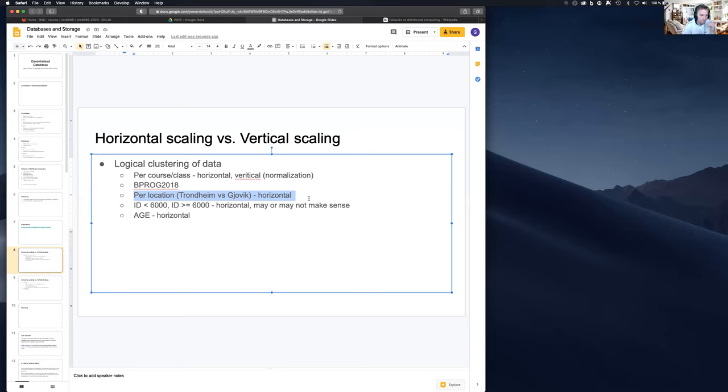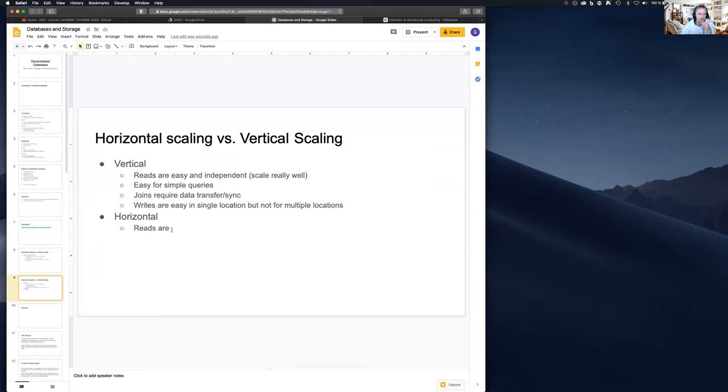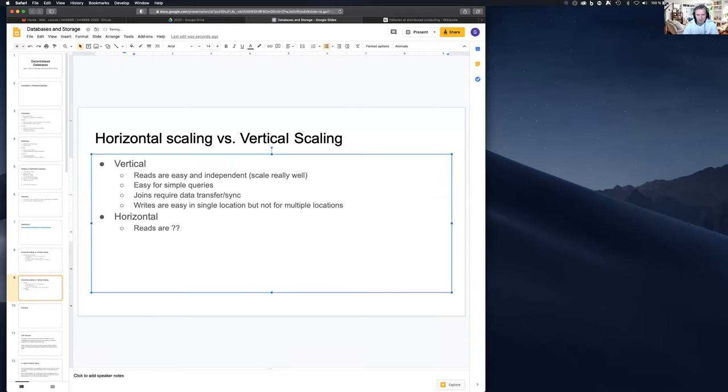But what if I did a split across the cohorts, and now I need to run a query which says select something where location is Jovik? Then I need a massive join, because I need to check from all the cohorts what the location is, and select the ones which have Jovik. So it is hard to tell if the reads are easier or harder, because it depends on how I split it.